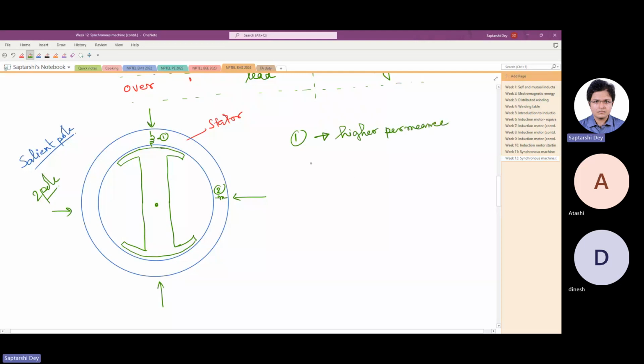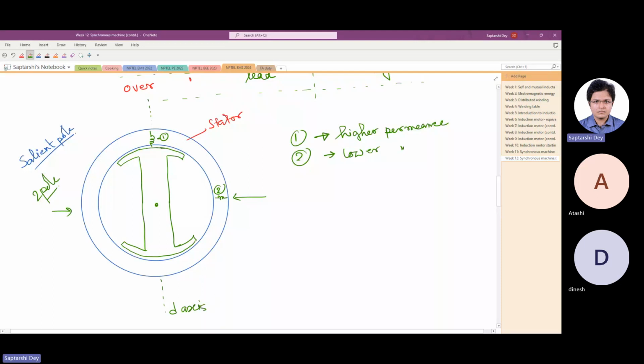Higher permeance because the air gap is very low, whereas inductor 2 will see lower permeance. Now this axis that is along the highest permeable axis, the highest permeance axis, is called the D axis, or the field axis, or direct axis.